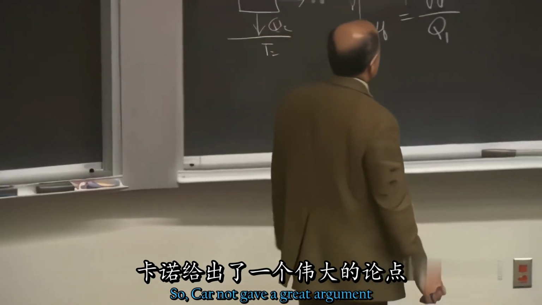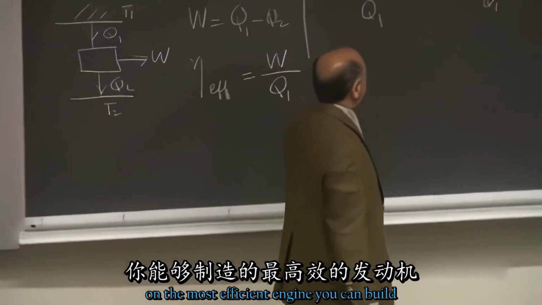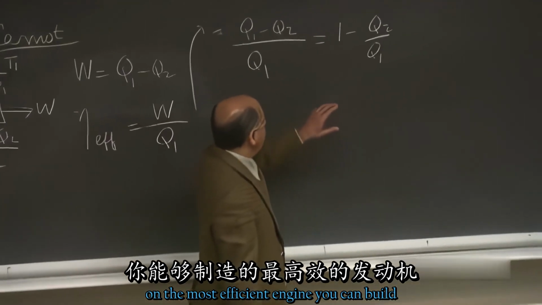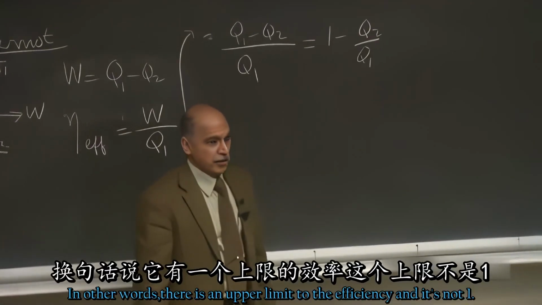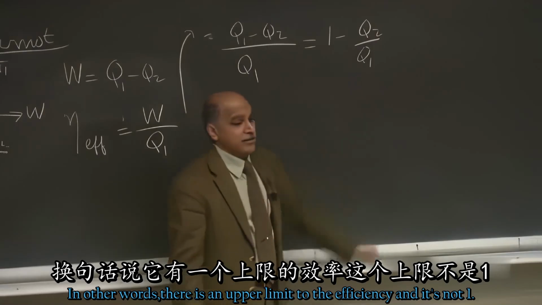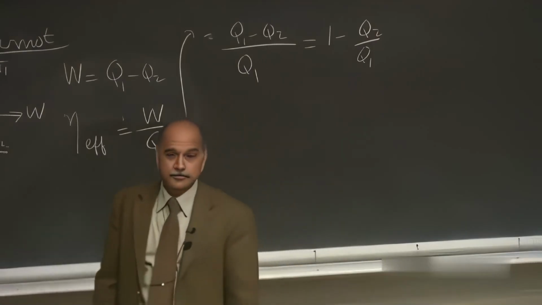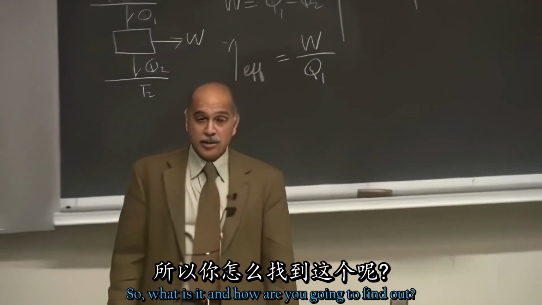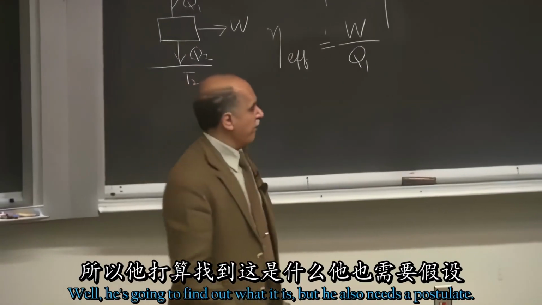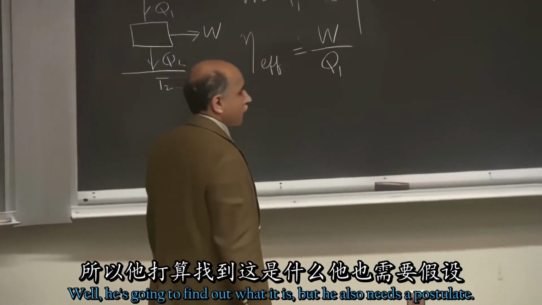So Carnot gave a great argument on the most efficient engine you can build. In other words, that is an upper limit to the efficiency, and it's not 1. So what is it, and how are you going to find out? Well, he's going to find out what it is, but he also needs a postulate.